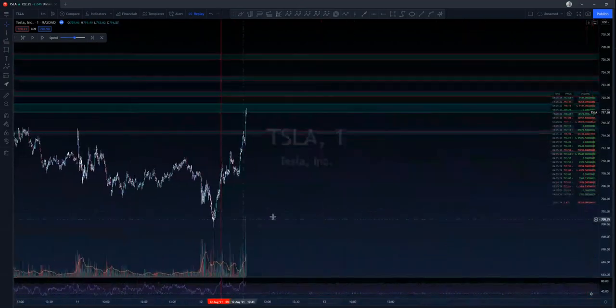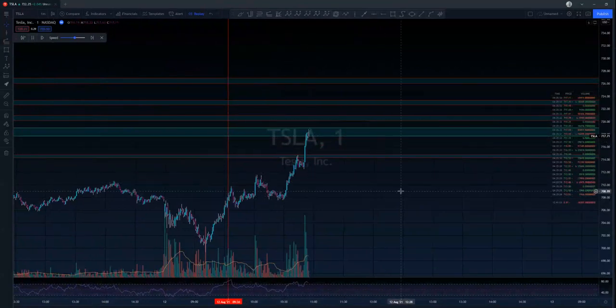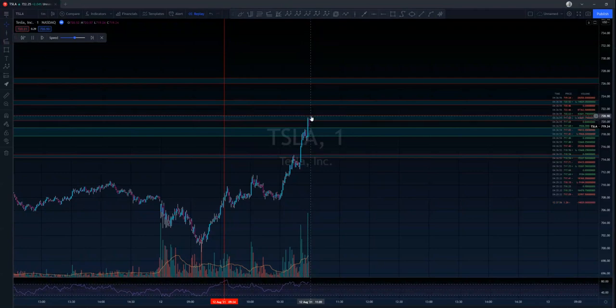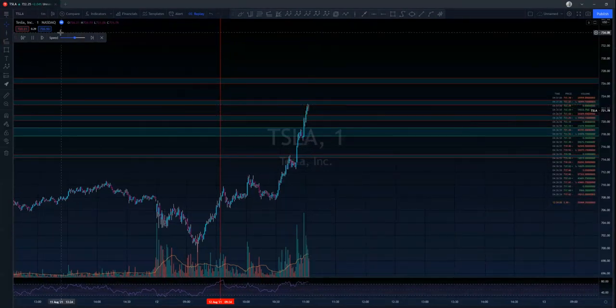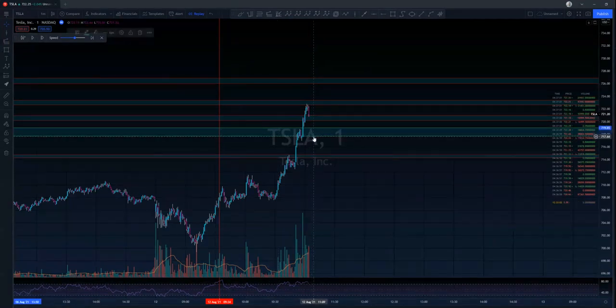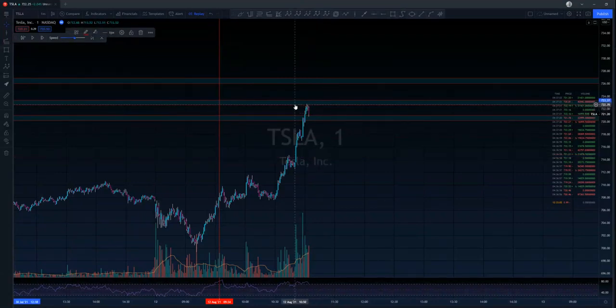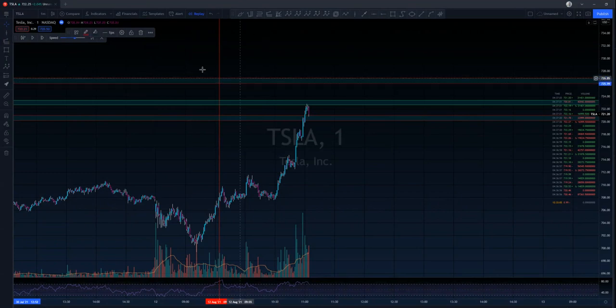All right. So let's see what happens here. So it goes into our zone, wicks above it, goes above it. So now, let's pause this. You don't care about this. You don't care about this. This is our target zones. These are our target zones.